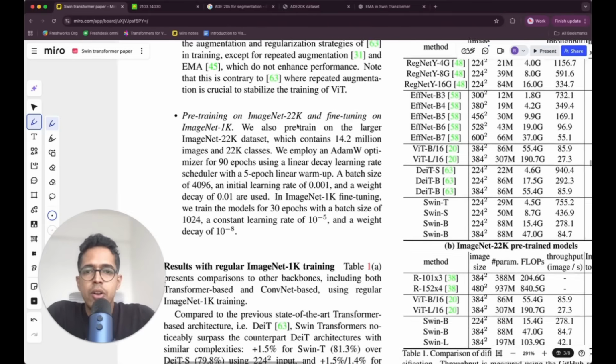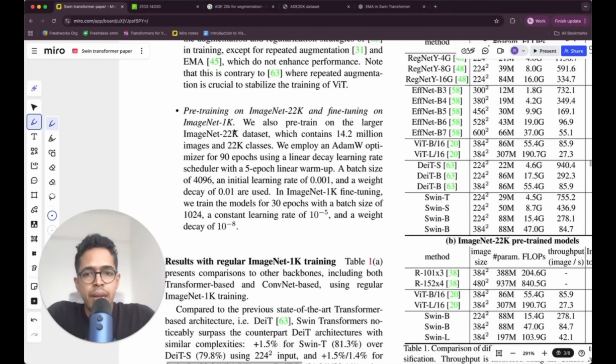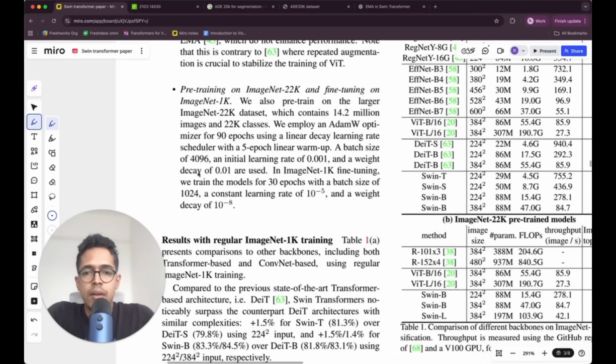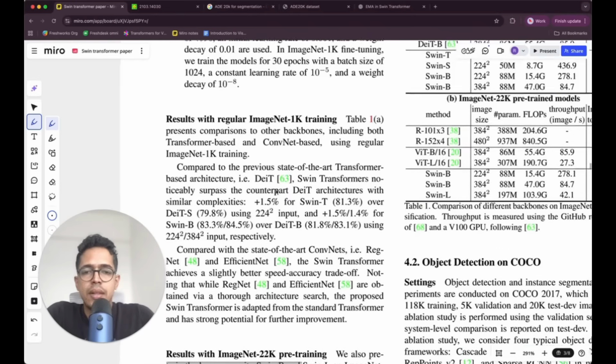Then pre-training on ImageNet 22K and then fine-tuning on ImageNet 1K. We also pre-train on a larger dataset, ImageNet 22K, which is 14.2 million images and 22K classes. We employ the AdamW optimizer for 90 epochs using a linear decay learning rate scheduler with a 5 epoch linear warm-up, a batch size of 4096, an initial learning rate of 0.001, and weight decay. In ImageNet 1K fine-tuning, we train the models for 30 epochs with a given batch size and learning rate. Okay. Results with regular ImageNet training.